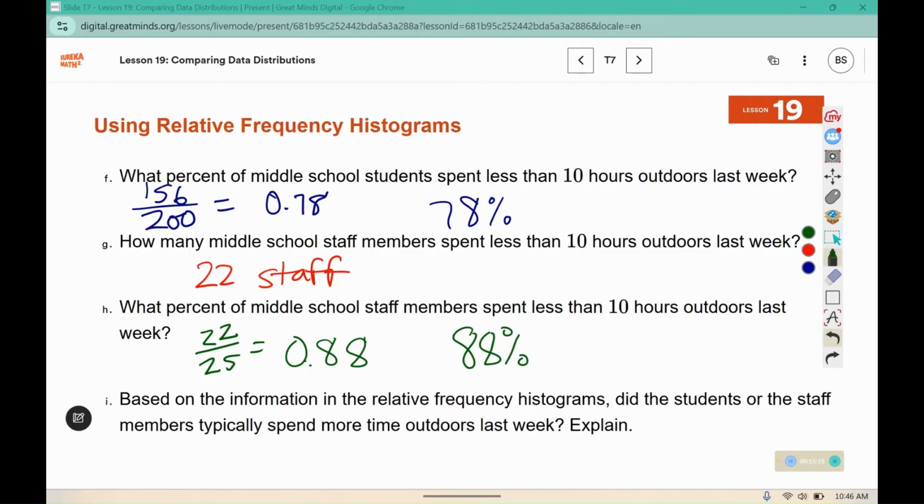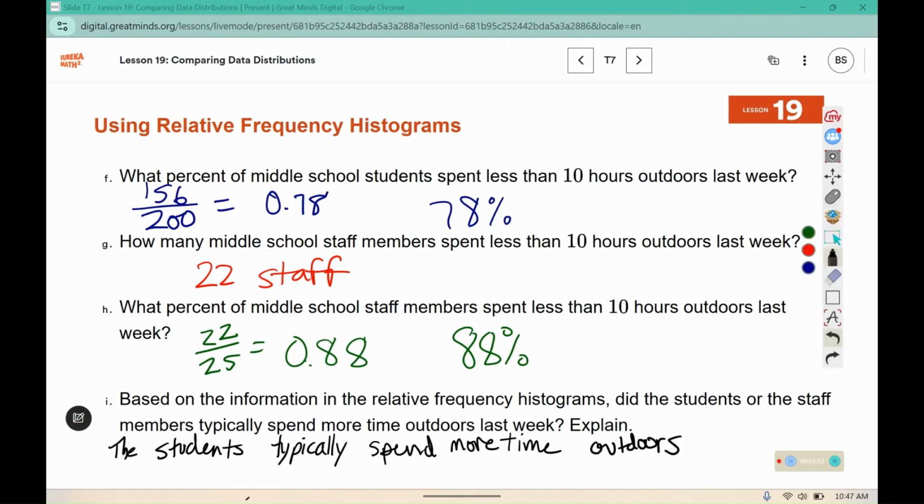Based on the information in the relative frequency histogram, did the students or staff members typically spend more time outdoors last week? Explain. Well, the students typically spent more time outdoors. You can see that 78% spent less than 10 hours. However, more of the staff members spent less time outside. But the students typically spend more time outdoors.